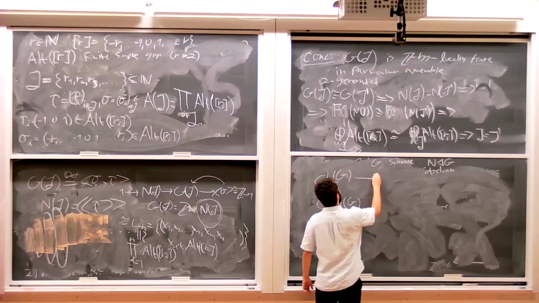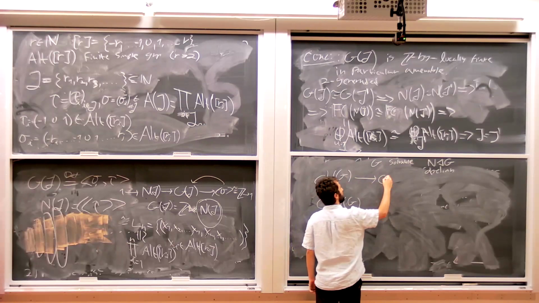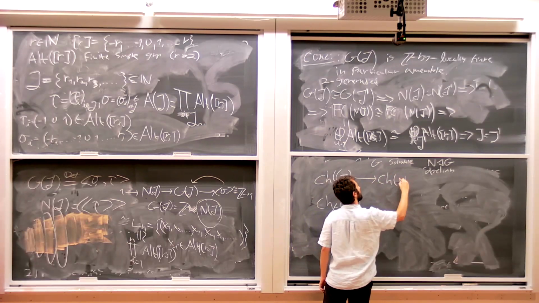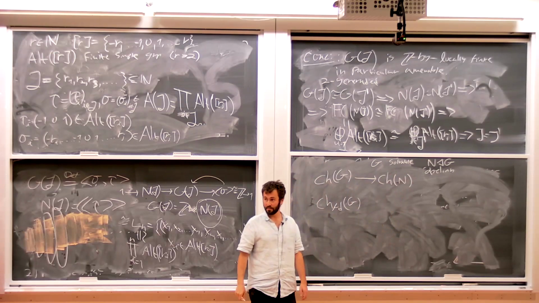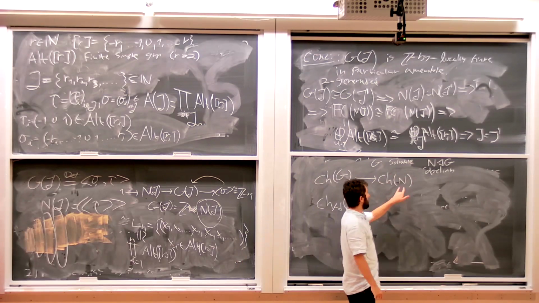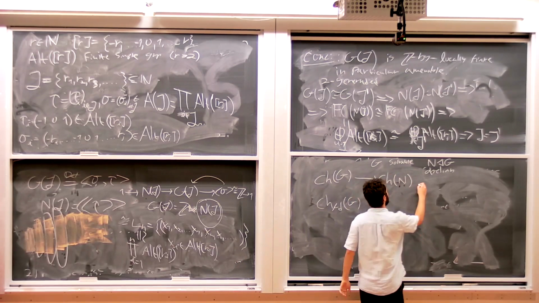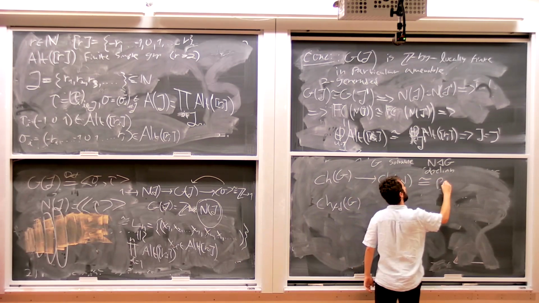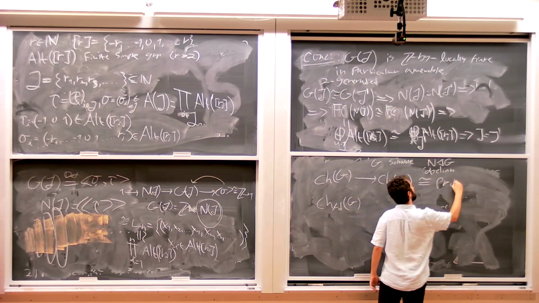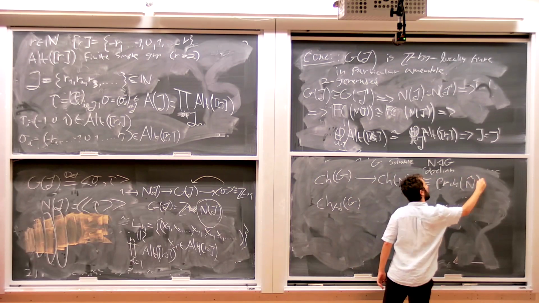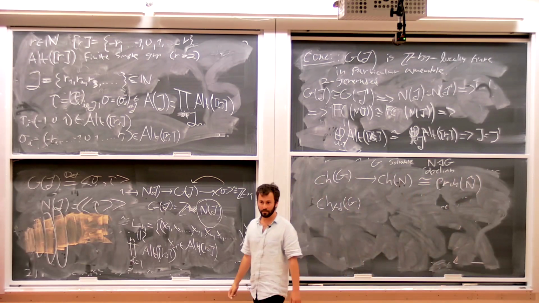So what you can start doing is to restrict this character from G to N. Now this is an abelian group, so traces or characters on N, or traces on its C-star algebra, are in one-to-one correspondence with probability measures on the Pontryagin dual of N.